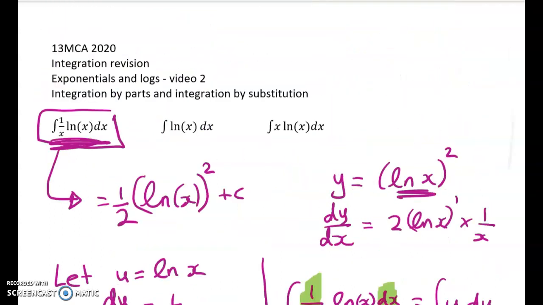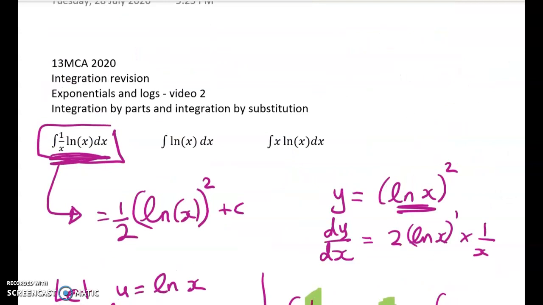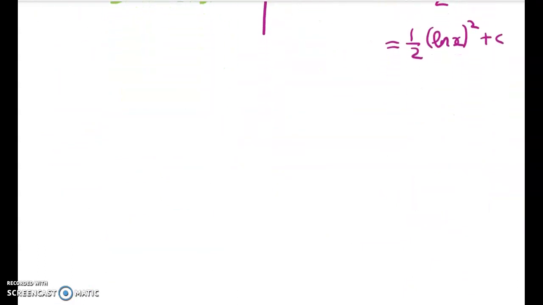Okay, that's the first one done. Now let's look at these next two that are kind of classic integration by parts problems. And we've done them in class before, but it's worth doing them again.